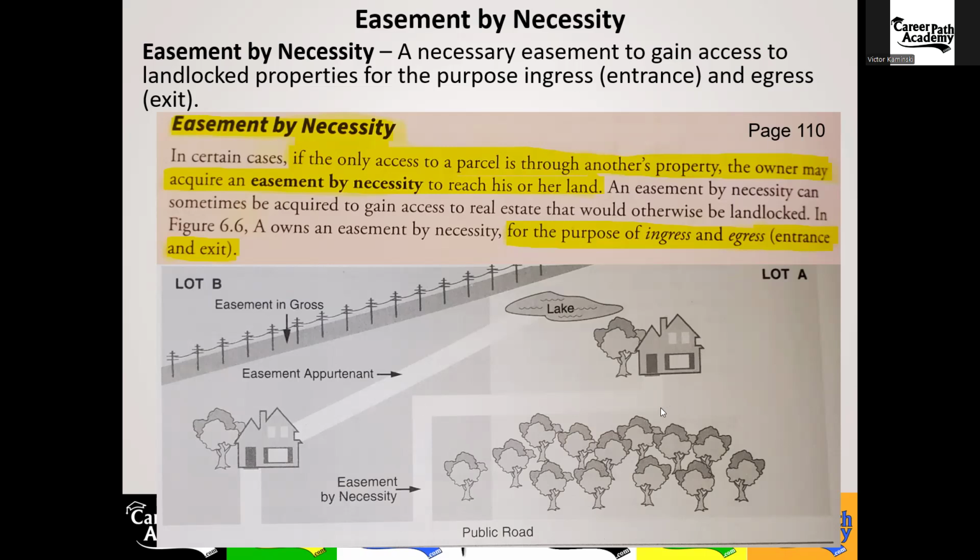Okay, that's an easement by necessity, and it is for the purpose of ingress and egress when there's no other way to get on your property but to cross over someone else's. All right, so this is a bad example, really, but I'll show you a couple of others once you have these highlights.